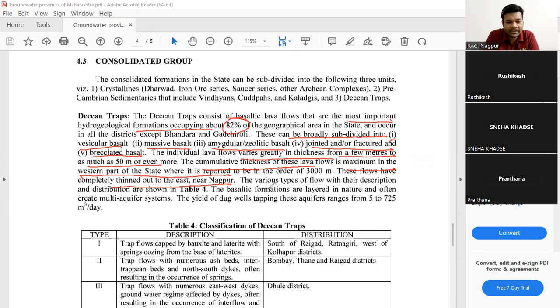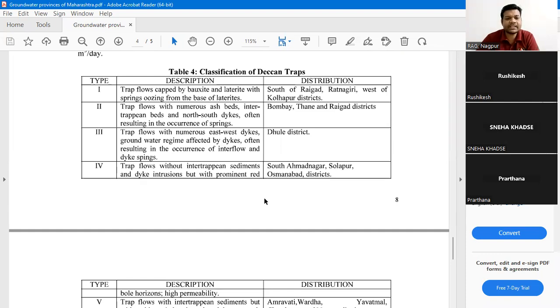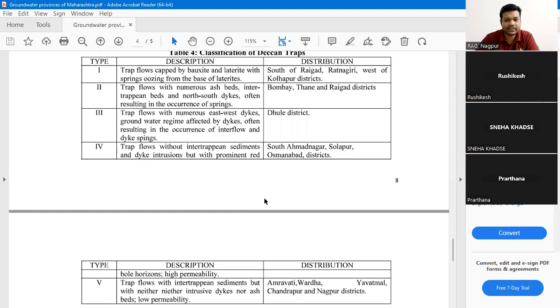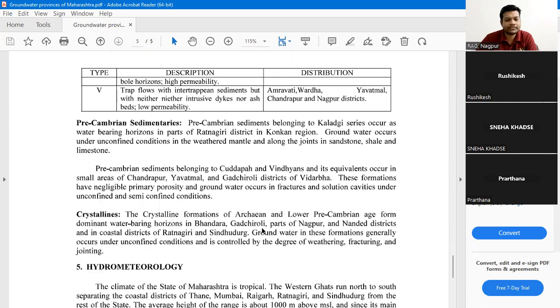The various types have been described well in this table. Now you can see the classification of Deccan Trap given with respect to their geographical location. There is a description of where the bauxite is, where the ash beds are, where the dikes are, and where they actually lie in the geography of Maharashtra.